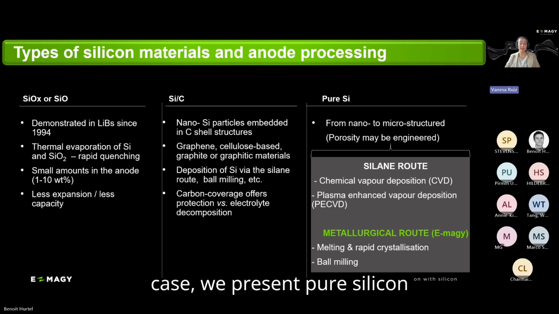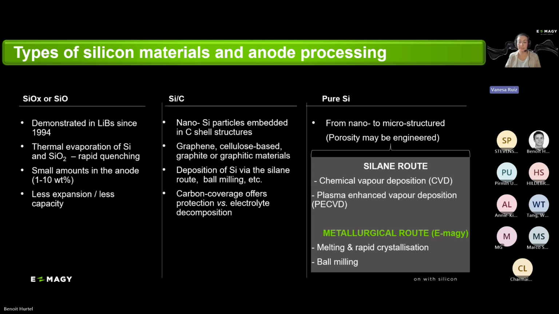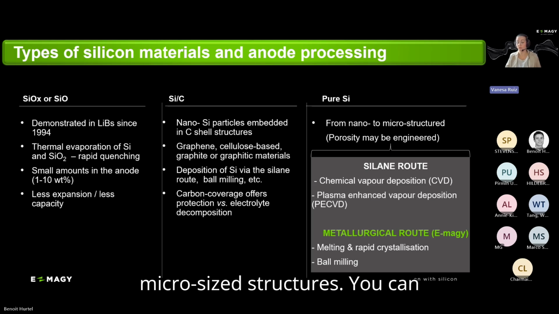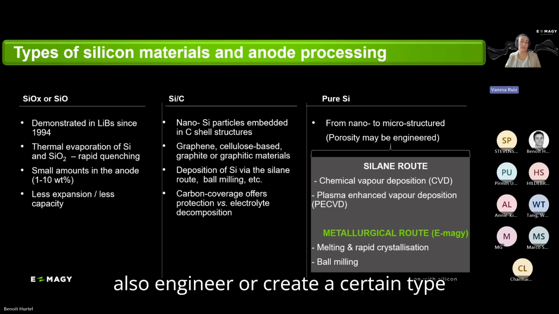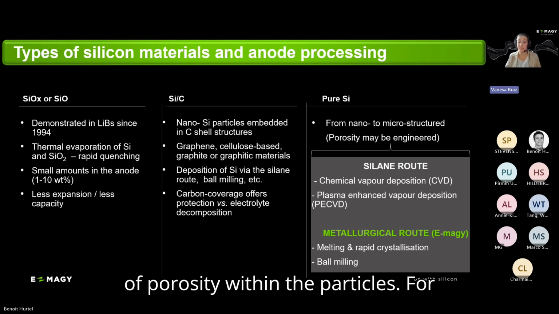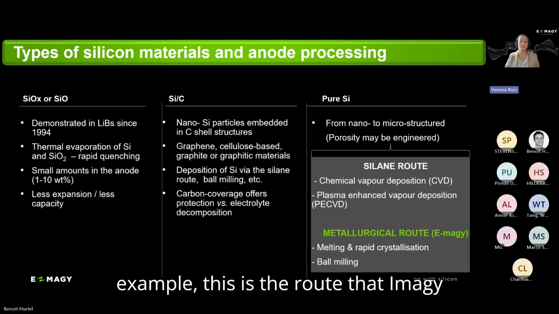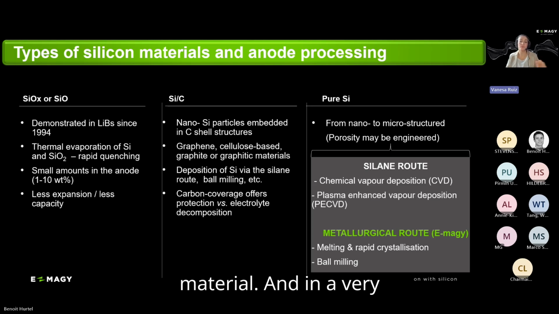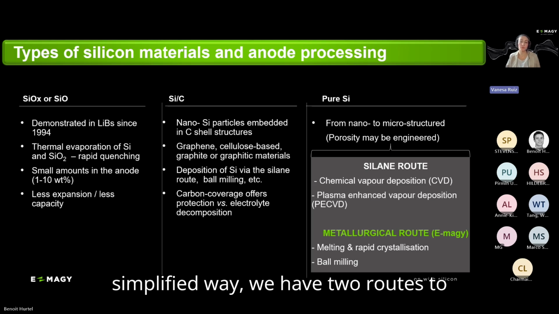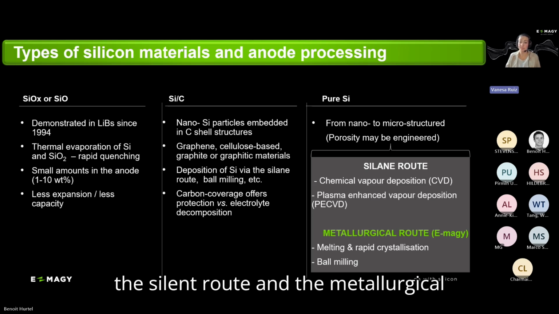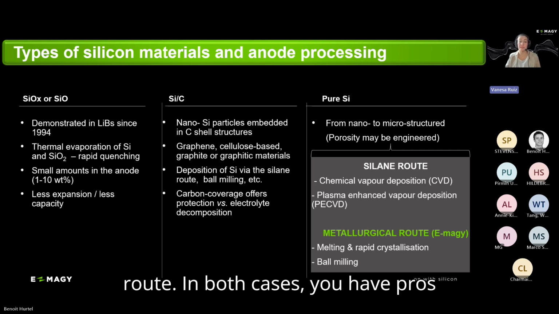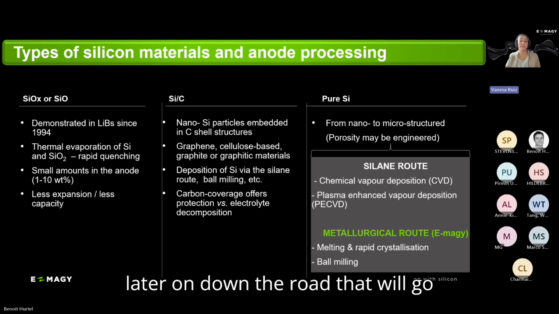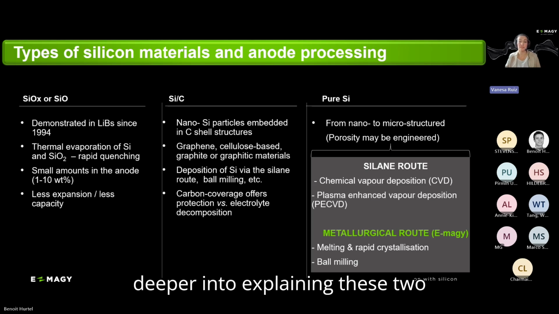In the last case, we present pure silicon alternatives, and these can also be found in various forms from nano to micro-sized structures. You can also engineer or create a certain type of porosity within the particles. For example, this is the route that E-magy takes in developing our anode material. In a very simplified way, we have two routes to produce pure silicon materials: the silane route and the metallurgical route. In both cases, you have pros and cons, and there will be webinars later on down the road that will go deeper into explaining these two different routes.